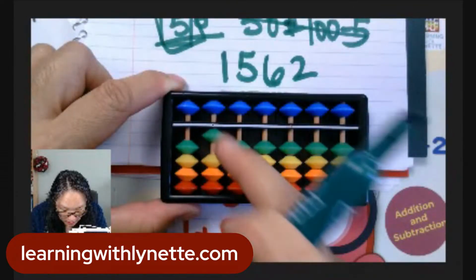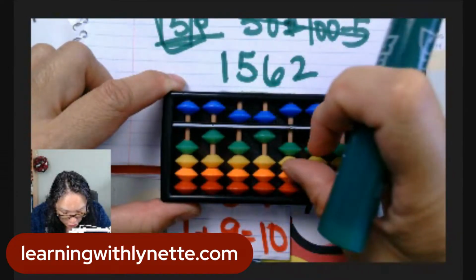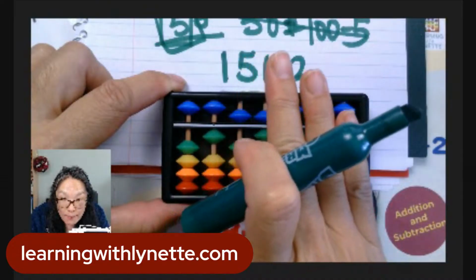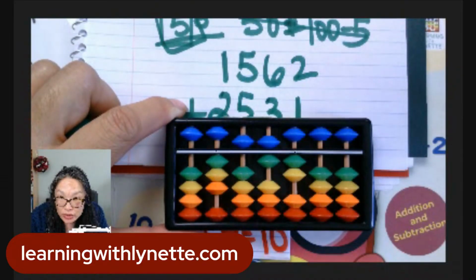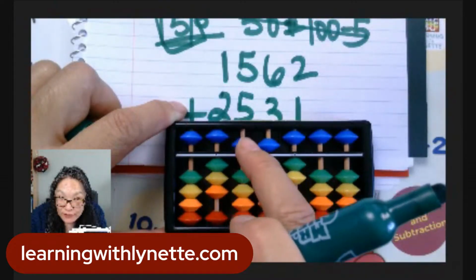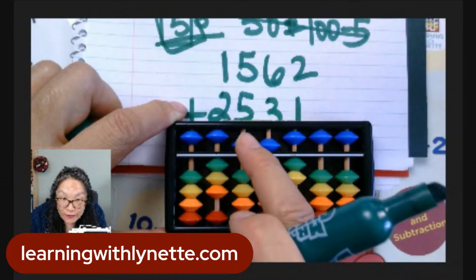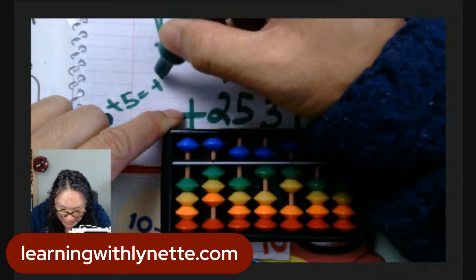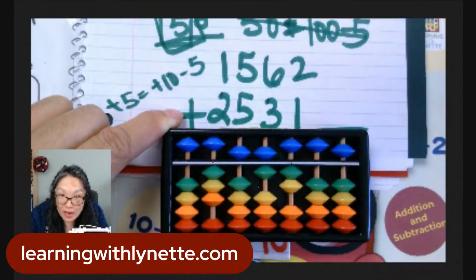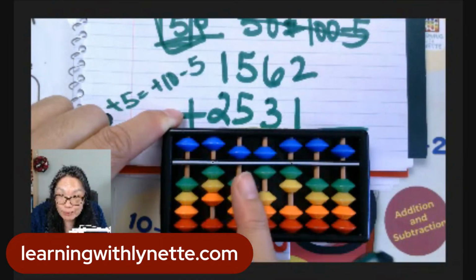So if I did 1,000, 562, I'm still going one number at a time. I add the 2. Can I add the 2? Yes, I can add the 2. I need to add the 5. Can I add the 5? No. There's not enough to add the 5. What do? I know plus the 5 is equal to plus the 10 minus the 5. I'm going to plus the 10 minus the 5.